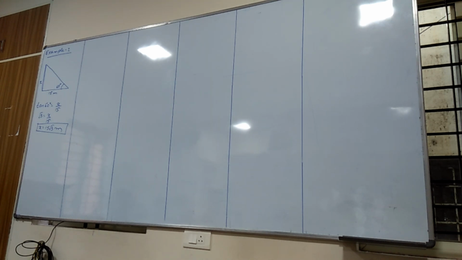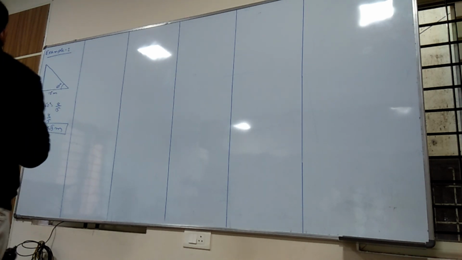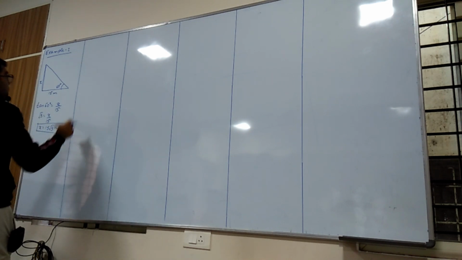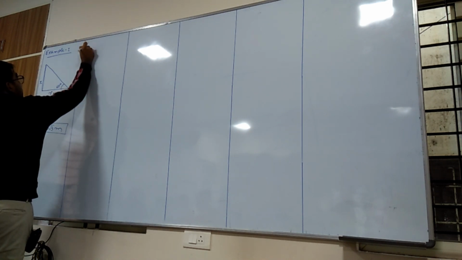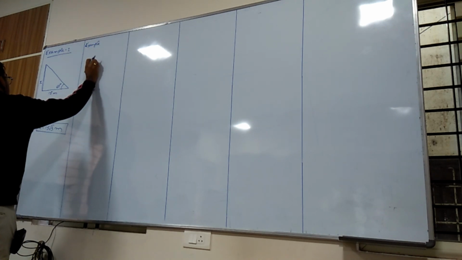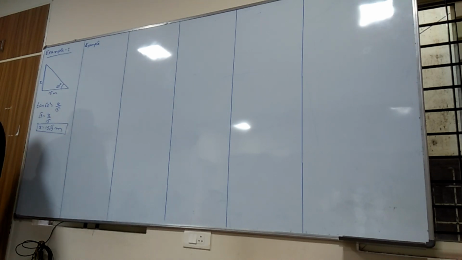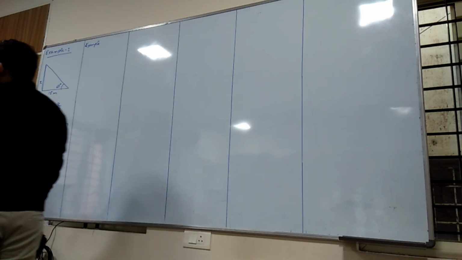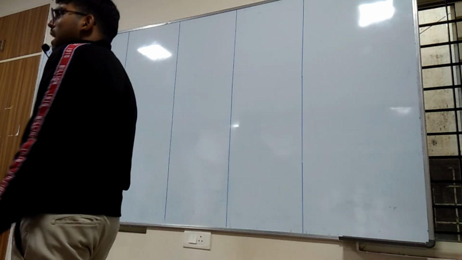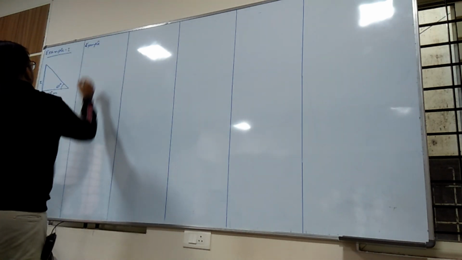Are the questions easy? Yes? Second page. Sir, is there any other way? Instead of tan, we can use cos also. Cos, but the hypotenuse should be known. How will you find out the hypotenuse?